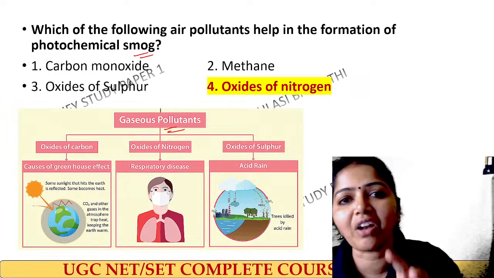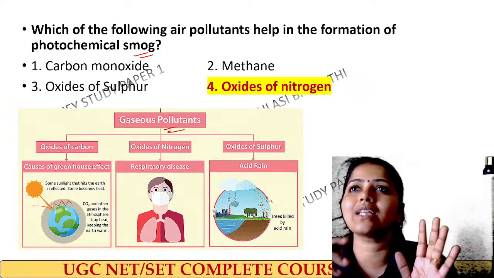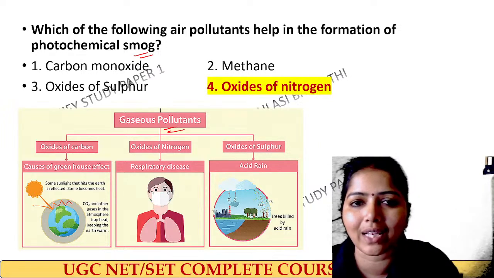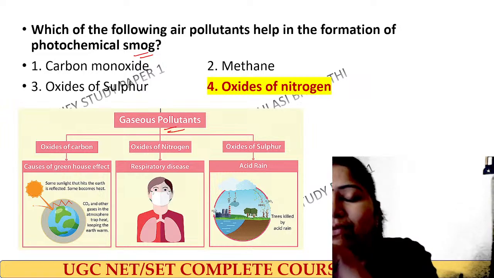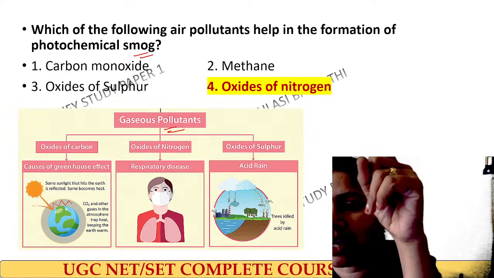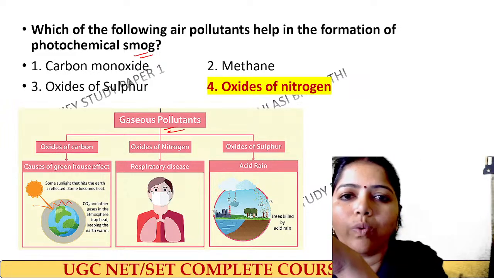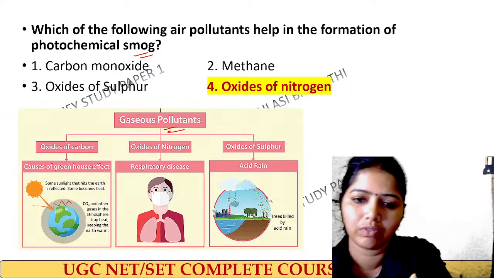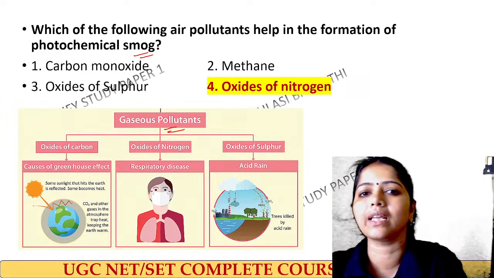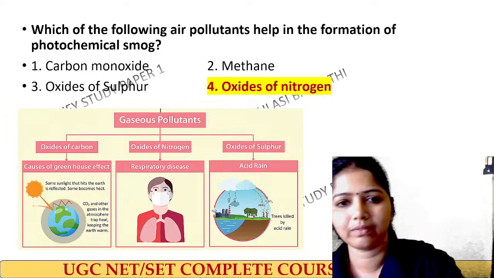And oxides of sulfur mean acid rain, that is nitric acid and sulfuric acid, right? When these nitrogen oxides and sulfur oxides react with clouds or water vapor, they form acids, acid rains. Those acid rains will be killing the plants. Simple. Next one.